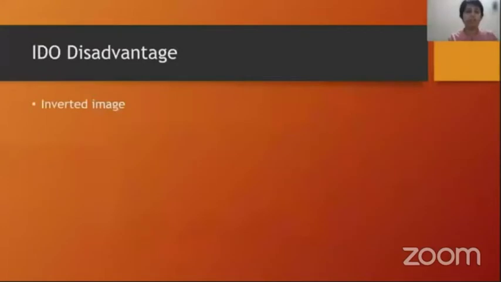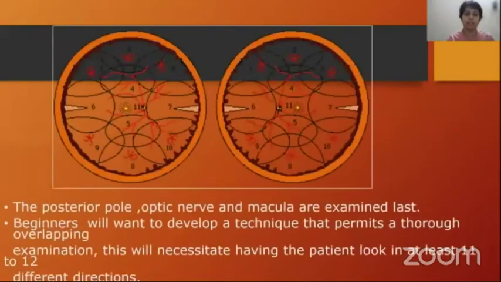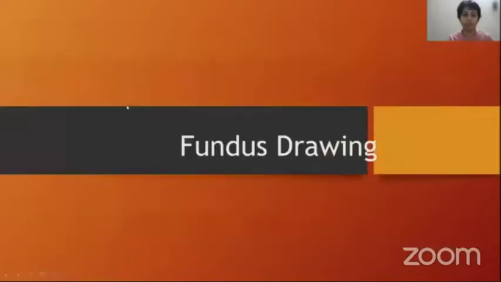The disadvantage here is that IDO gives an inverted image, which is the reason for confusion for a lot of people in the beginning. So one thing to remember: whatever direction you are focusing on, that is the part of the retina you are viewing. Superotemporal you're focusing, you're viewing superotemporal retina. So you start from one meridian in a continuous and overlapping manner, see all the meridians in the periphery, then you come to the center with the disc and the macula, for patient comfort.